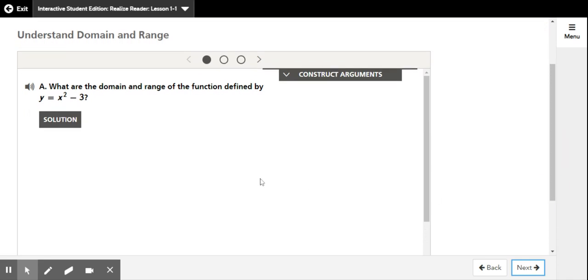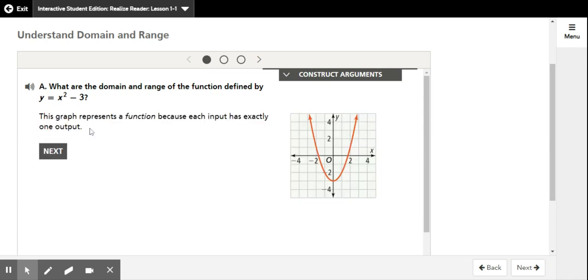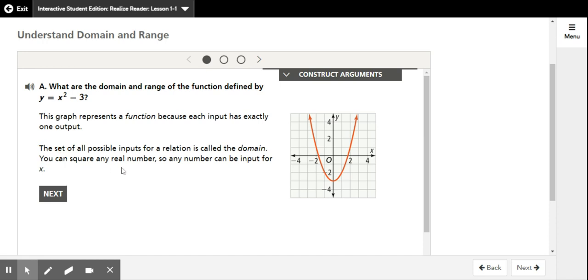What are the domain and range of the function defined by y equals x squared minus 3? All right, so this is the graph. This graph represents a function because each input has exactly one output. It also would pass a vertical line test if you were to do that. The set of all possible inputs for a relation is called the domain. All right, you can square any real number, so any number can be input for x. Also notice how the graph, while it's going up, it's going to the left and to the right. So this graph would cover every possible x value. So its domain is all real numbers.